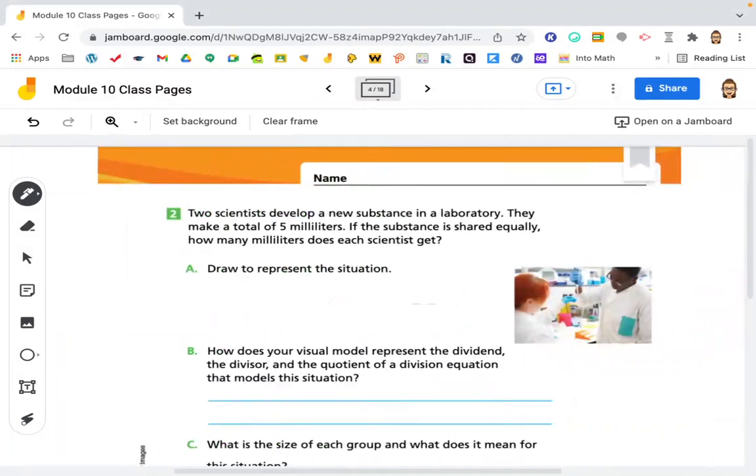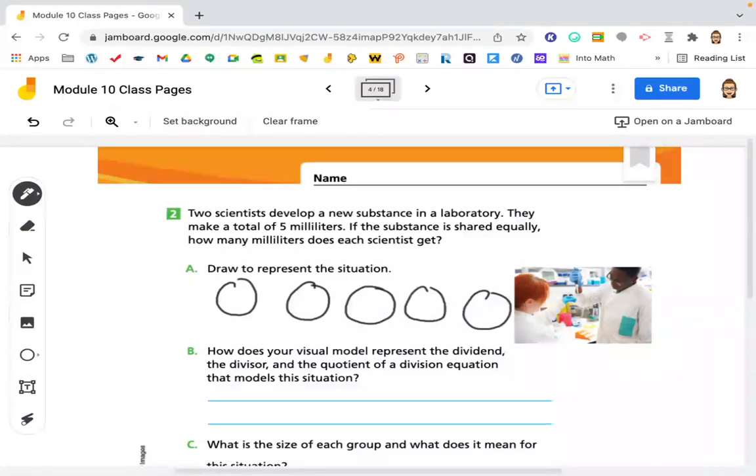So 2 scientists develop a new substance in a laboratory. They make a total of 5 milliliters. If the substance is shared equally, how many milliliters does each scientist get? So this is draw to represent the situation. Well, again, we would have 5 milliliters. So 1, 2, 3, 4, 5. And if we split each one in half, then each person would get 1/2 of each.